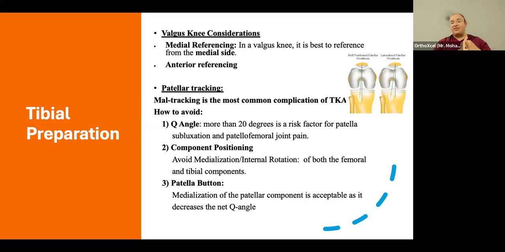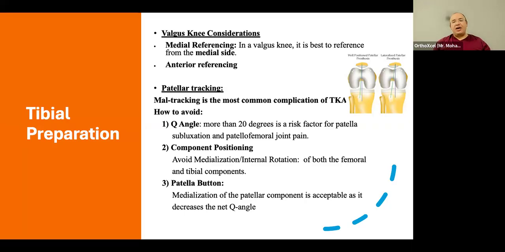So again, number 1, you have to put a proper cut. So your Q angle is between 7 to 9 degrees. If you go crazy in the Q angle, you will put more stresses on dislocating the patella laterally and maltracking. You have to position your component properly. So your component should be minimally medialized and externally rotated. Don't go badly medializing it or internally rotating it, because internally rotating the femoral component or the tibial component means you are relatively lateralizing the patella and causing maltracking and patellar dislocation.